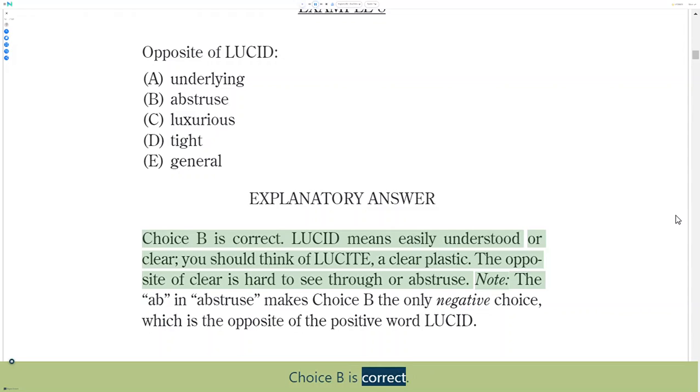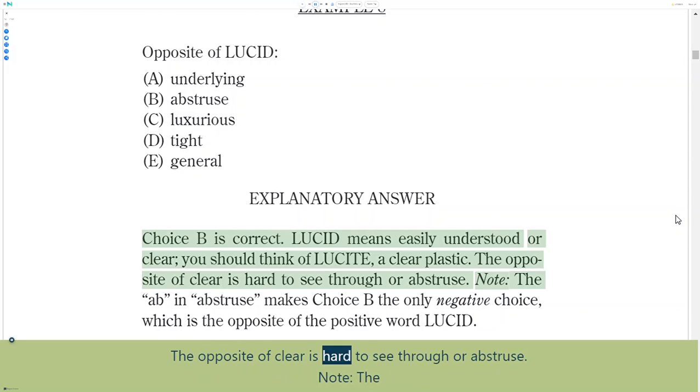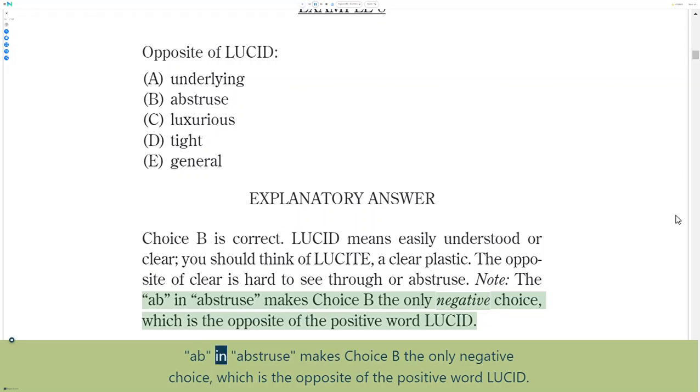Choice B is correct. Lucid means easily understood or clear. You should think of lucite, a clear plastic. The opposite of clear is hard to see through or abstruse. Note the ab in abstruse makes choice B the only negative choice, which is the opposite of the positive word lucid.